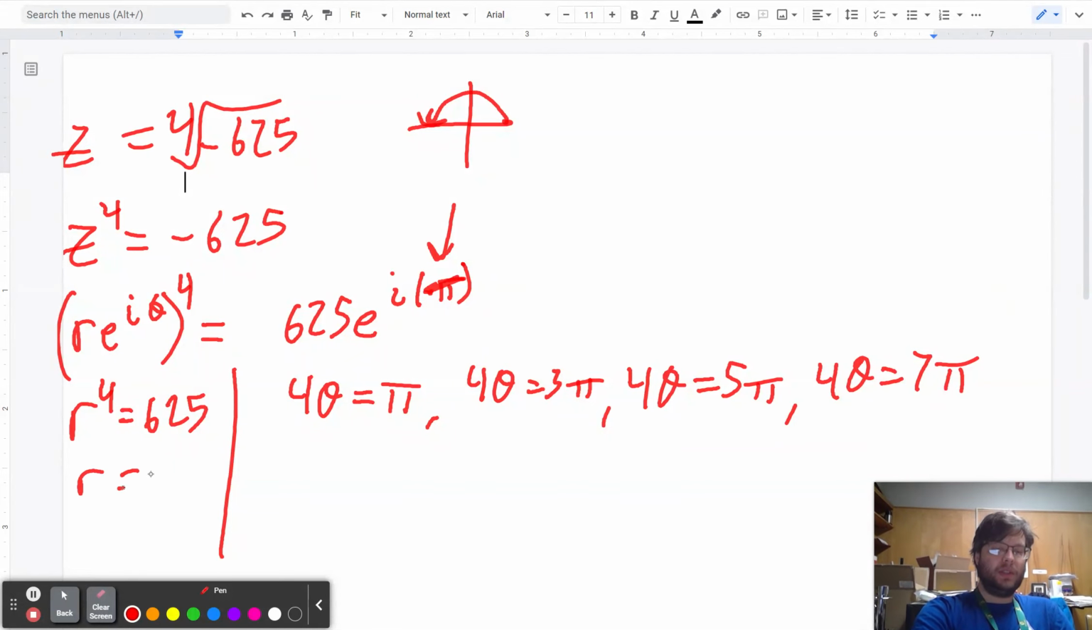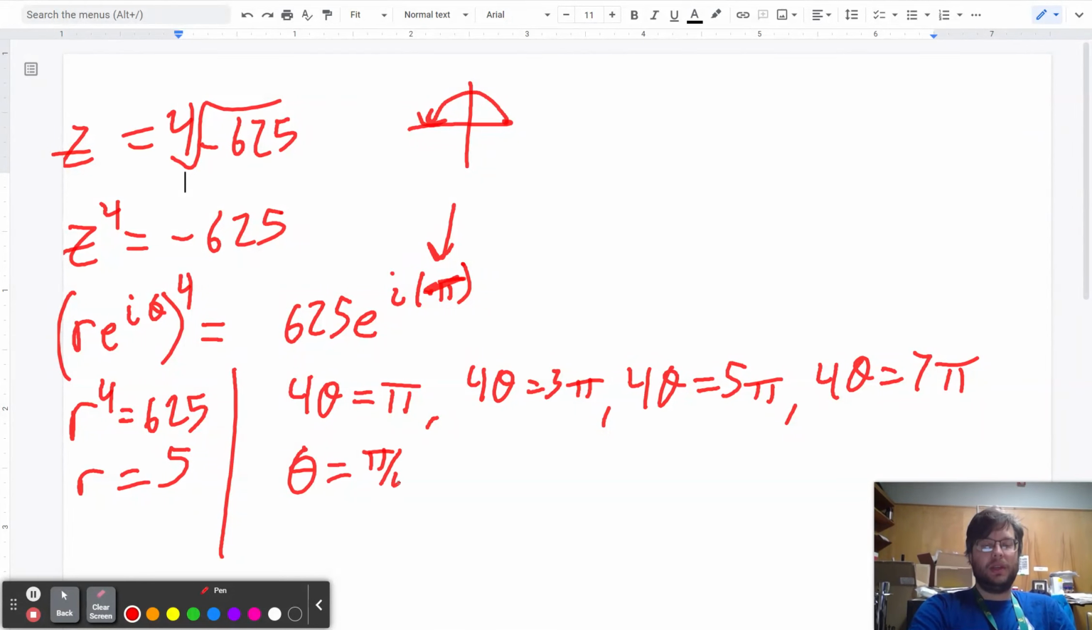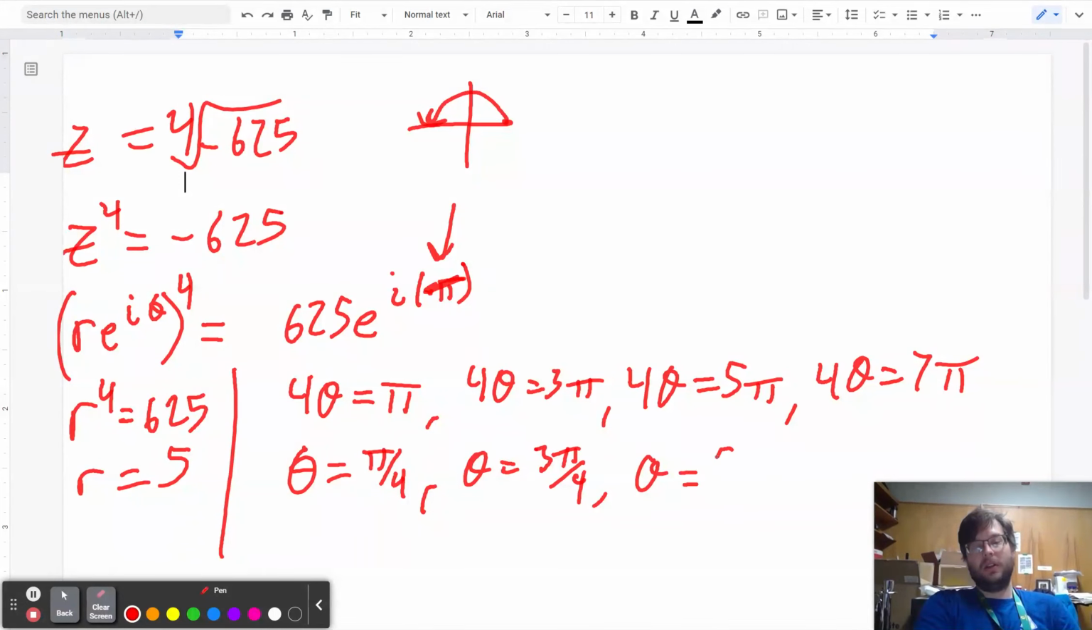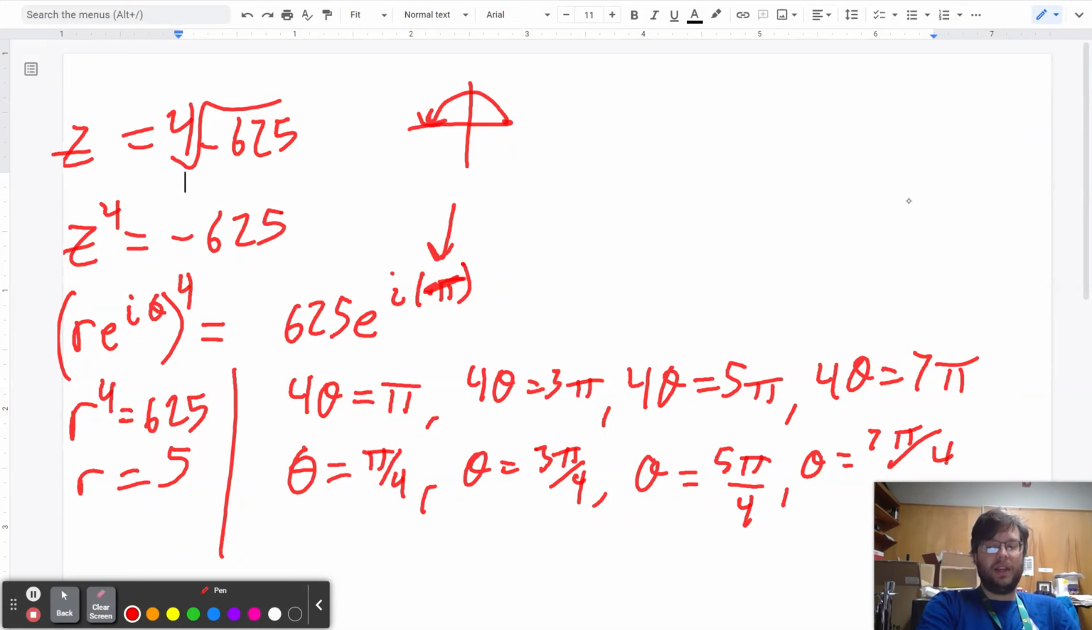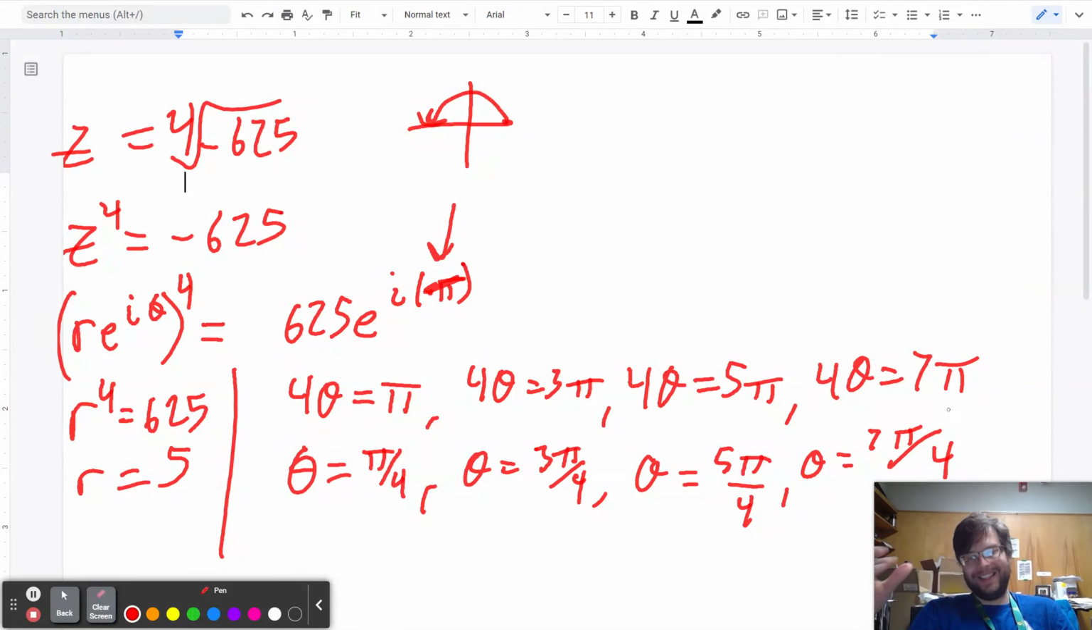This value comes out to be 5, right? And then the theta values you get just by dividing by 4. So these are my 4 different angles. And I don't need to do a fifth angle because if I added another 2 pi to get, say, 9 pi over 4, that's equivalent to the first angle I found of pi over 4.